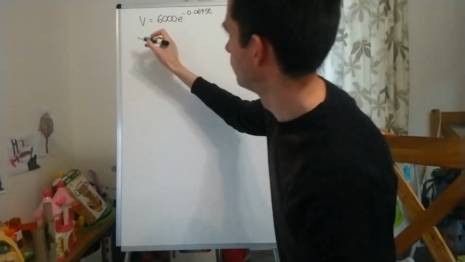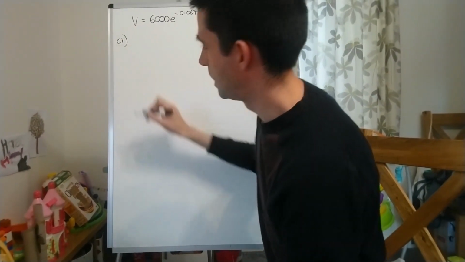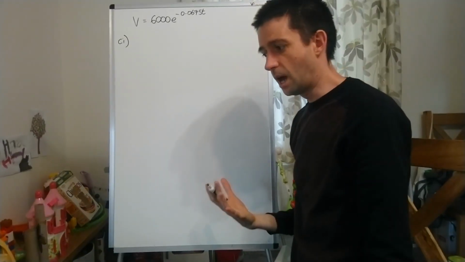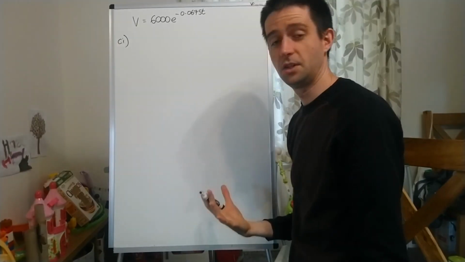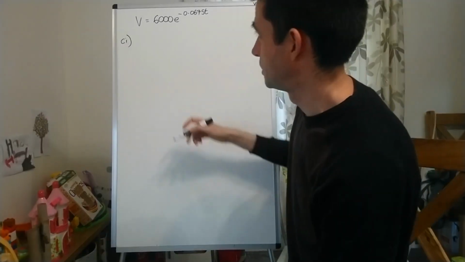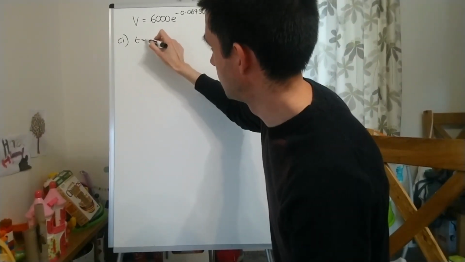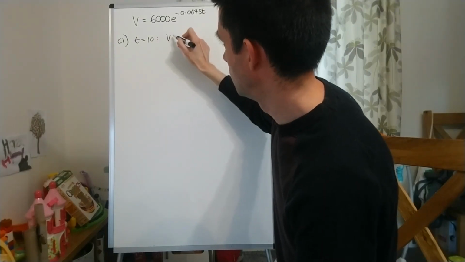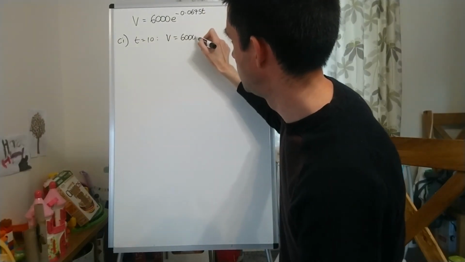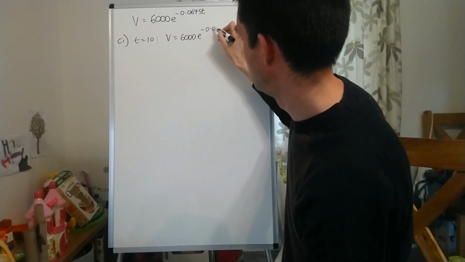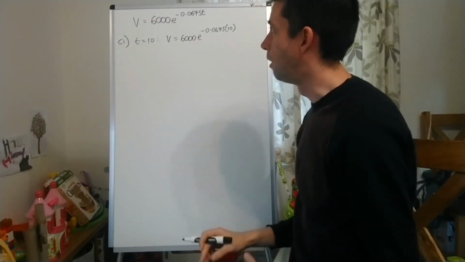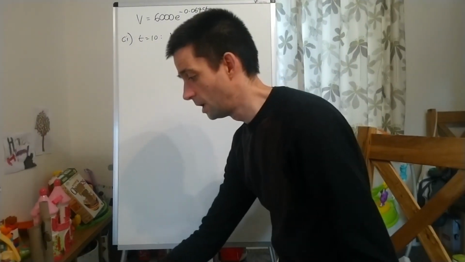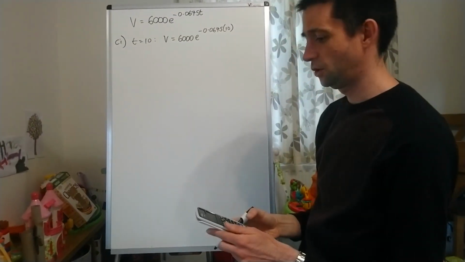Now, part C is saying, using your answers to part A and B, find the value of the motorbike after 10 years to the nearest pound. Well, that's straightforward. 10 years, t is going to equal 10. So I simply substitute t equals 10 into the formula, using the values of A and K that I know are constants and aren't going to change.